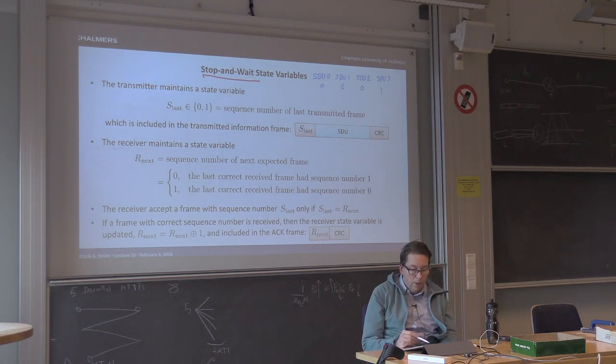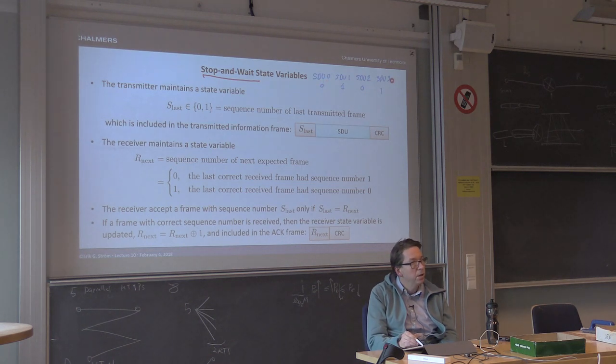But the idea here is that we have service data units 0, 1, 2, 3 that should be transmitted in order. We transmit the first one, and it gets sequence number 0. The second one gets sequence number 1. But once we have completed this transaction, we can go back and reuse sequence number 0 for a frame. And we can do that because we're only transmitting one frame at a time.